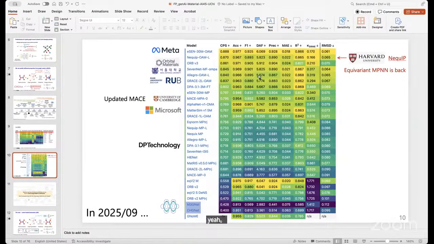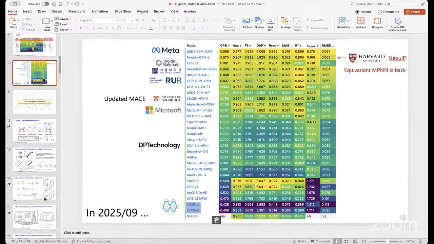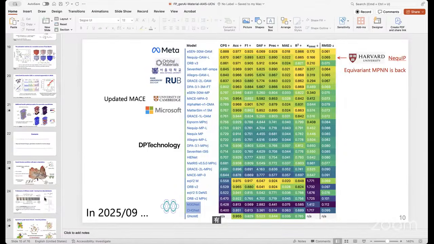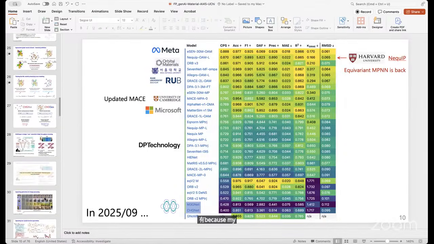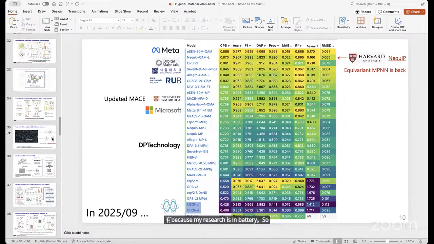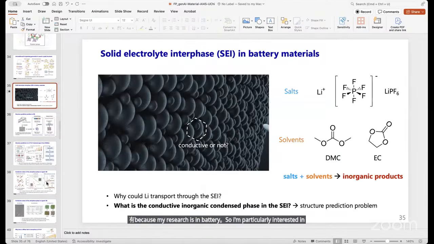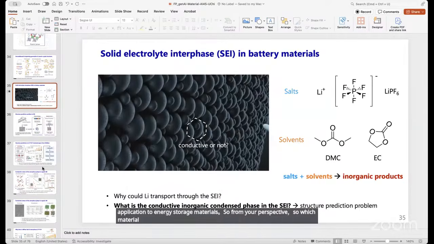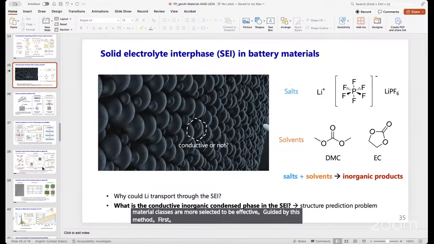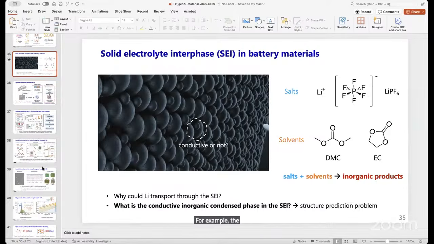Yeah, and I also think your work shows very promising approaches. Because my research is in battery, I'm particularly interested in the application to energy storage materials. So from your perspective, which material classes are most likely to be effectively guided by this method first? For example, the liquid electrolyte, solid electrolyte, SEI layers, or cathode materials?